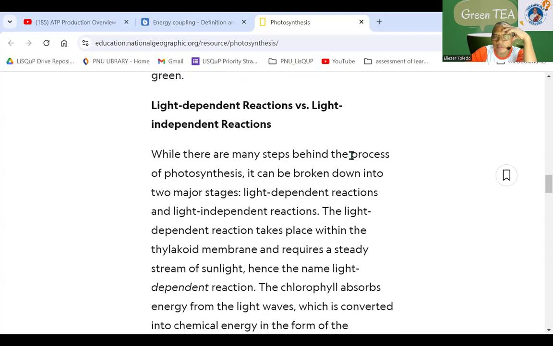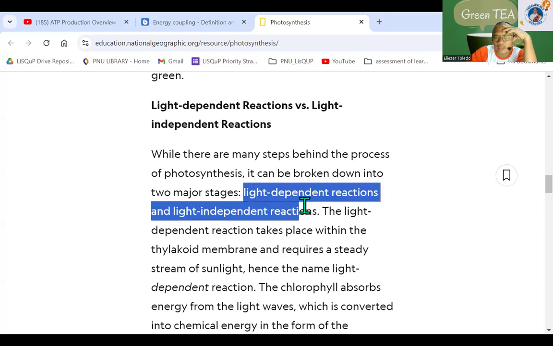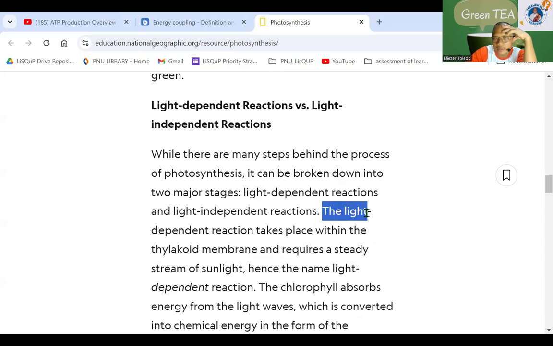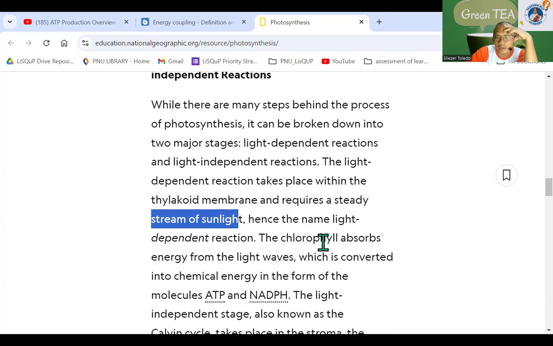While there are many steps behind the process of photosynthesis, it can be broken down into two major stages. The light dependent stage takes place within the thylakoid and requires a steady stream of sunlight, hence the name light dependent. The chlorophyll, which is the green pigment, absorbs energy from the light waves, which is converted into chemical energy.